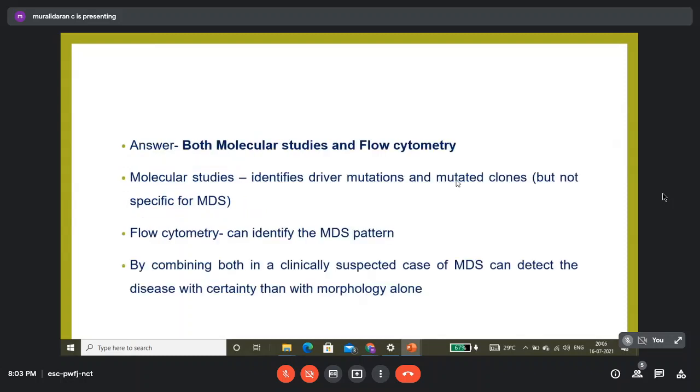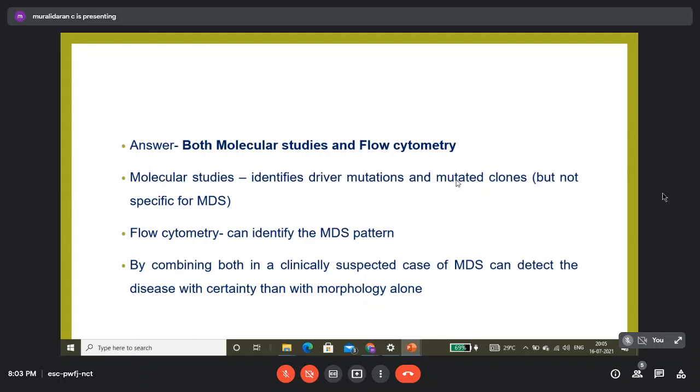So the answer for this question should be both molecular studies and flow cytometry. Why? I will discuss this now. Molecular studies are very important because we know that certain MDS can be diagnosed with molecular features, especially the SF3B1 mutation, if present. We can directly call it an MDS, the specific subtype. Apart from that, we can identify multiple driver mutations, and that can also predict the evolution of an MDS patient. And flow cytometry is definitely useful in some cases where you are not sure about diagnosing an MDS.